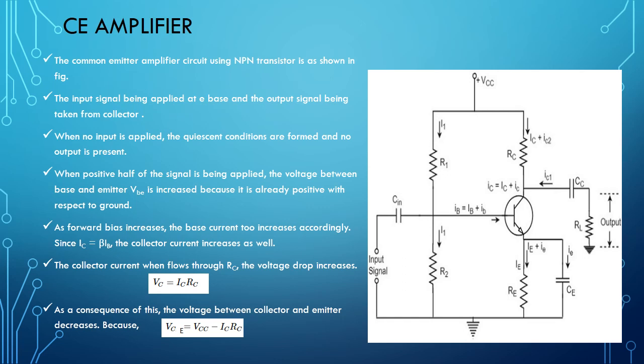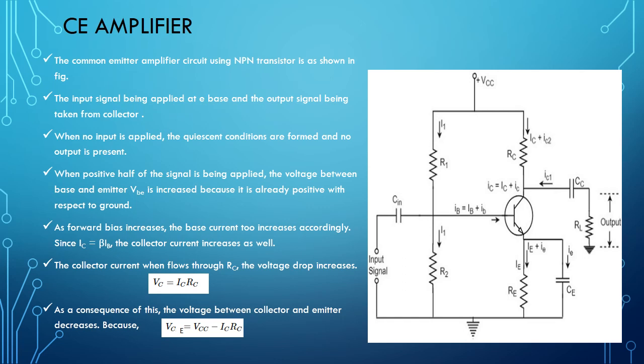Similarly, for the negative half cycle of input, the output voltage goes in the positive direction, and we will get the positive half cycle of output voltage for the negative half cycle of the input signal. This gives a phase difference of 180 degrees. Means in the CE amplifier, we will get a phase shift between the applied input signal and the amplified signal.